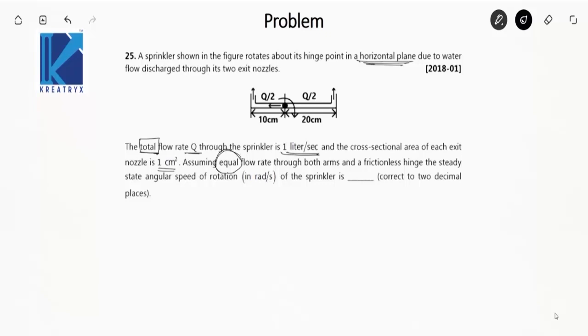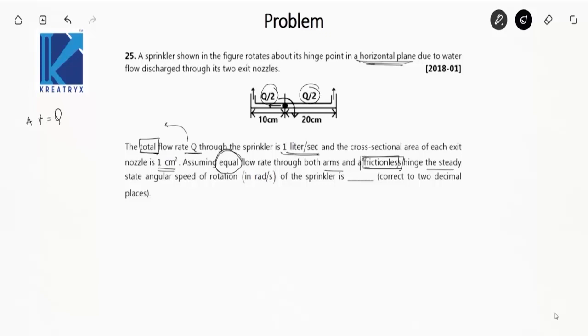Equal flow rate through both the arms has been given, and it has also been mentioned in the figure so that you don't commit a careless mistake. So assuming equal flow rate through both arms and a frictionless hinge, keyword frictionless hinge, the steady state angular speed of rotation of the sprinkler is. Let's find out the velocity of exiting fluid without taking into consideration the angular velocity of the sprinkler.